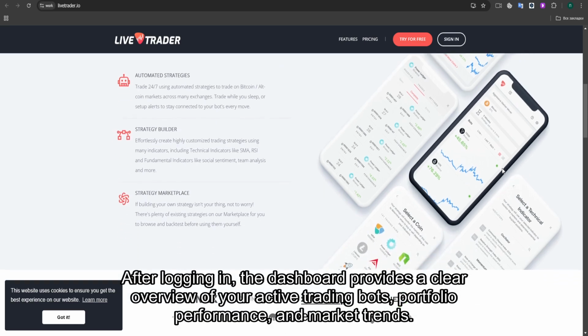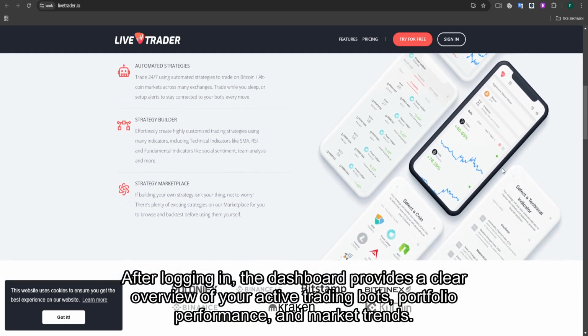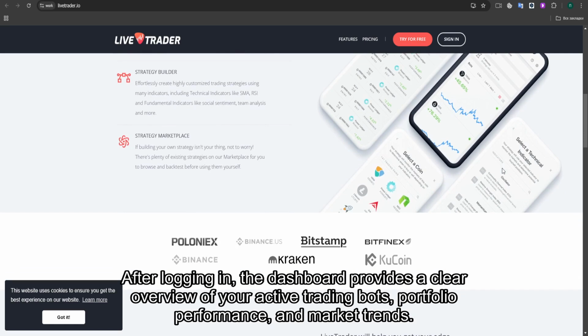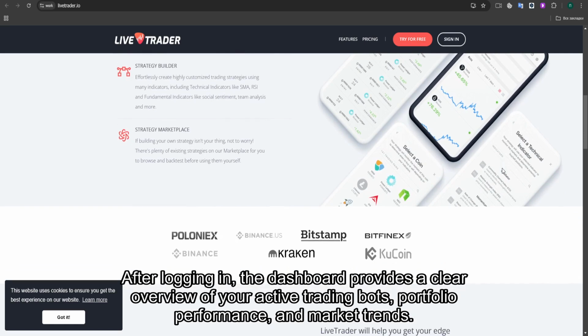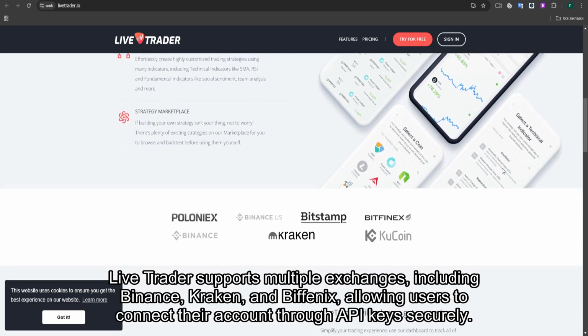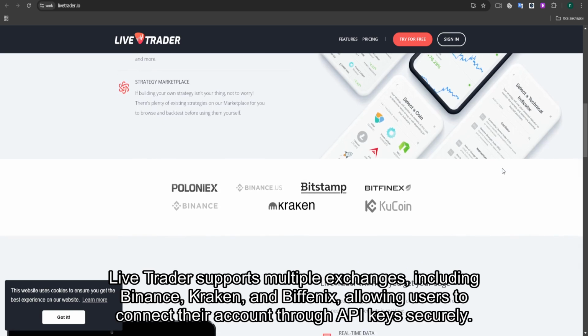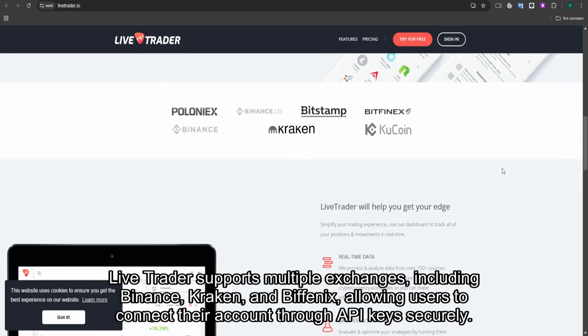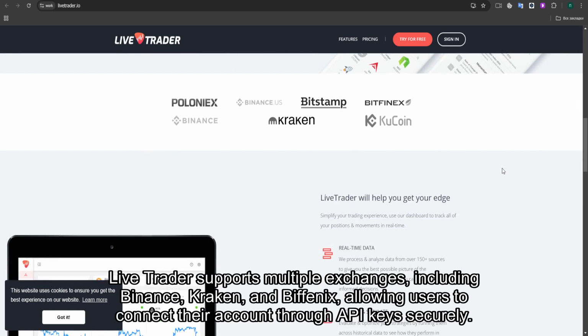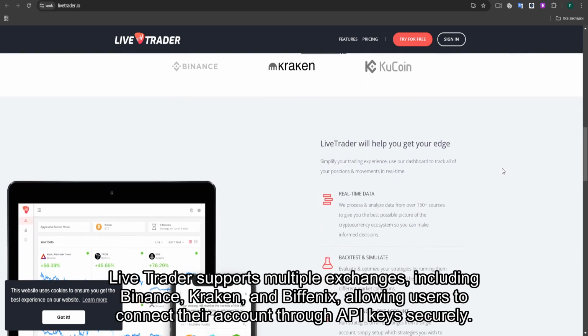After logging in, the dashboard provides a clear overview of your active trading bots, portfolio performance, and market trends. LiveTrader supports multiple exchanges, including Binance, Kraken, and Bitfinex, allowing users to connect their account through API keys securely.